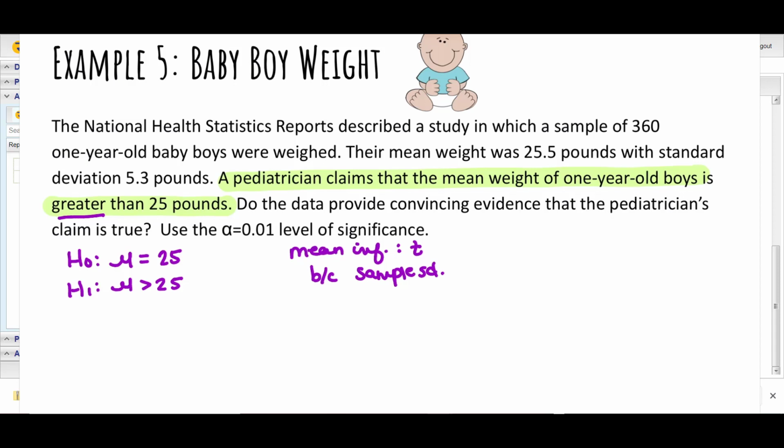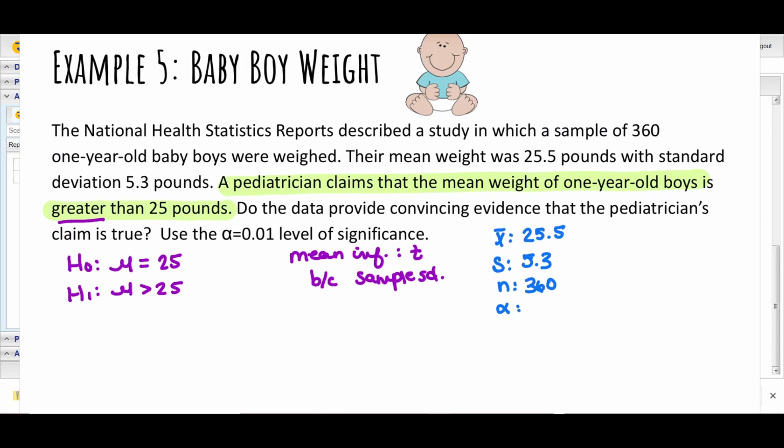All right, so let's write down our stats. We have x bar, which is sample mean, sample standard deviation, sample size, sigma. Sample mean was 25.5. Standard deviation for the sample is 5.3. Sample size was 360. So we've got sample mean, sample standard deviation, and the sample size in, and sigma is 0.01. All right, so we have everything that we need.